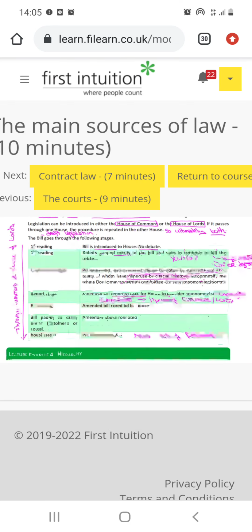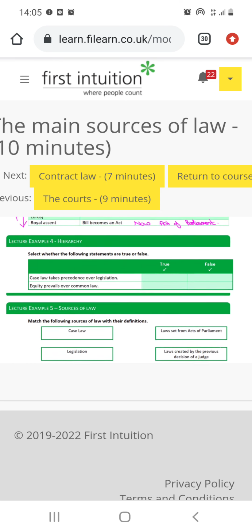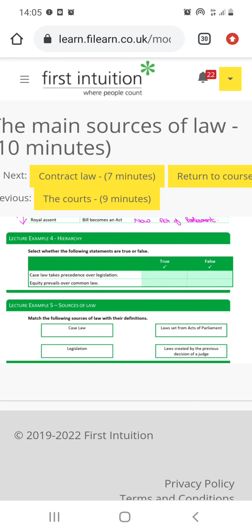To finish off the recording, let's have a look at a couple of lecture examples, starting with lecture example 4. Select whether the following statements are true or false. So, the first one here is that case law takes precedence over legislation. And here we need to remember our hierarchy that we saw on the previous page. So, what have we got here? Let's have a look. Legislation actually takes precedent over case law. So this would be false. It's known as primary legislation.